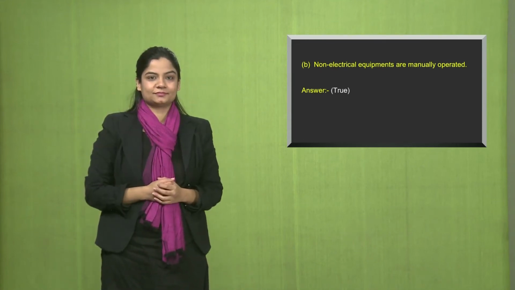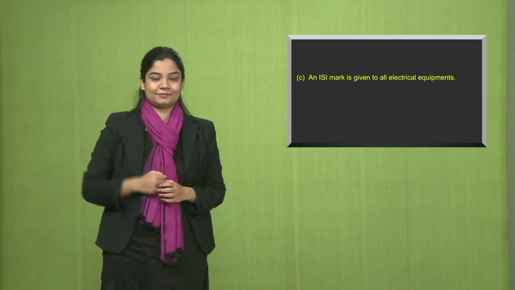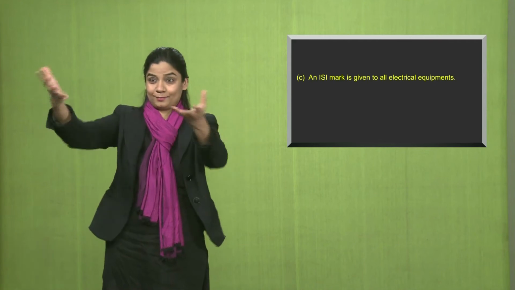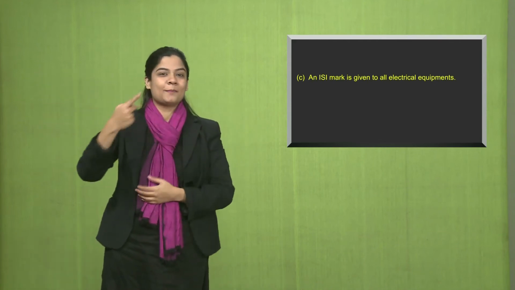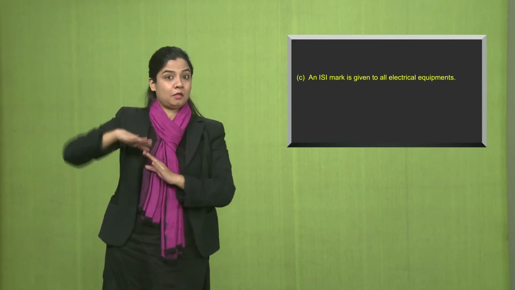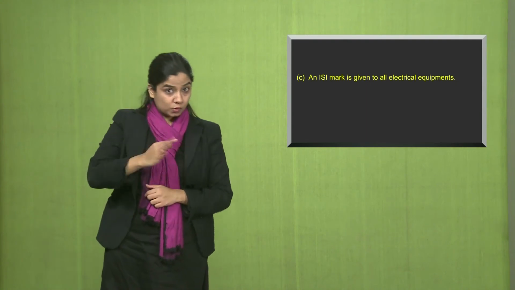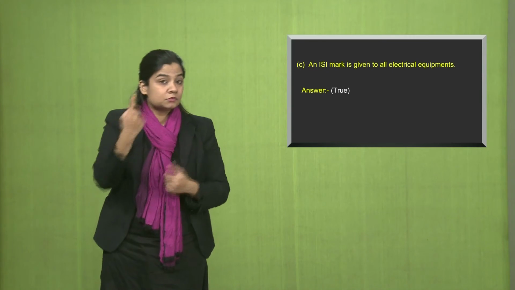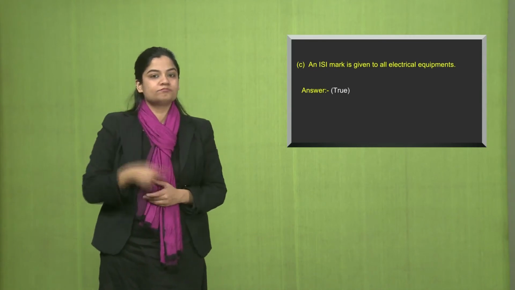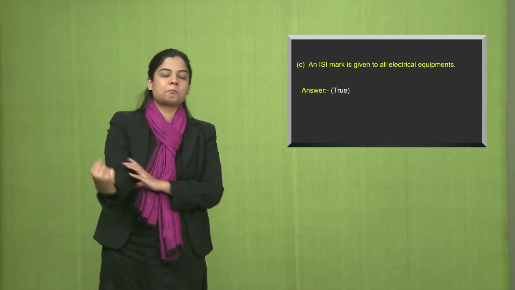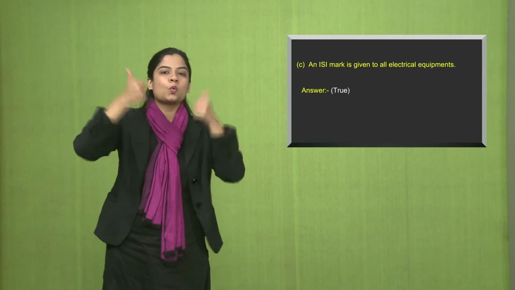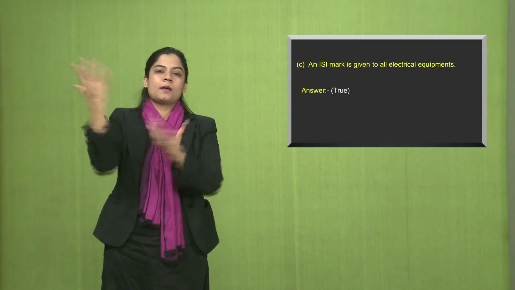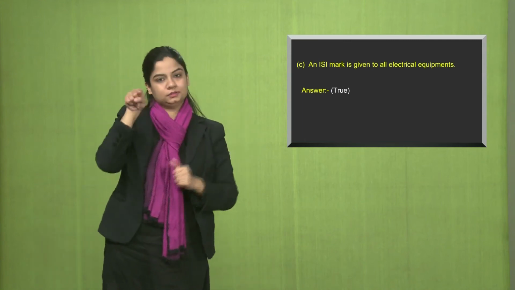The third one. An ISI mark is given to all electrical equipments. It is important, right or wrong? True or false? True, it is. An ISI mark is an important one. We all need it for the electrical equipments. The ISI mark always has to be there.